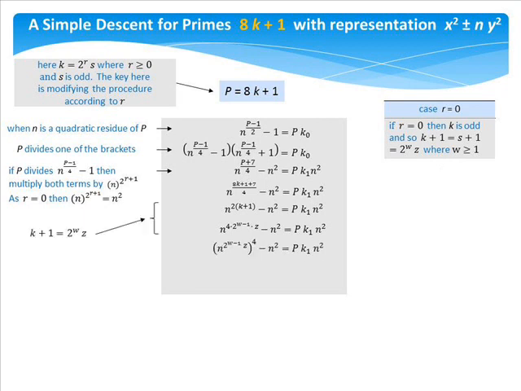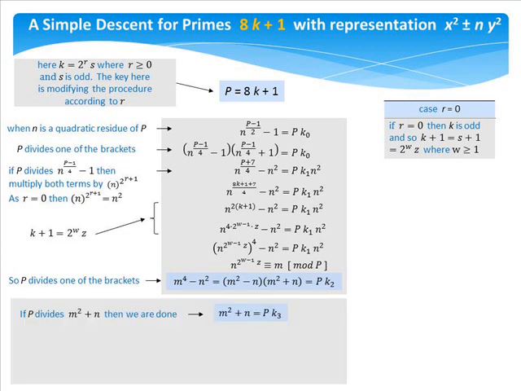To identify the smallest fourth power minus a square divisible by p, we evaluate this congruence, thereby determining m. Subsequently, we factor the difference between a fourth power and a square as m squared plus n times m squared minus n. Therefore, p divides one of these factors. If p divides m squared plus n, our objective is achieved.